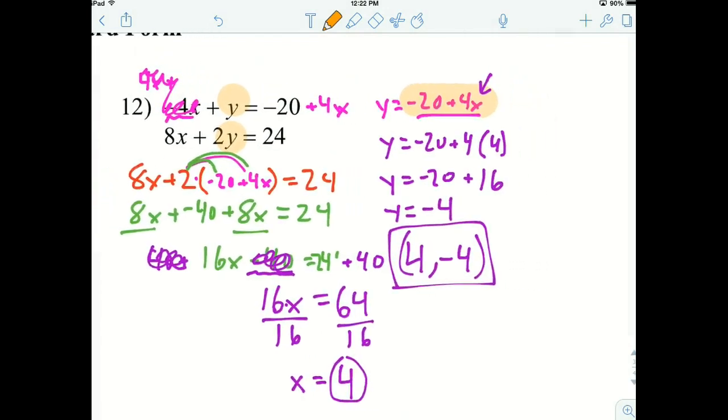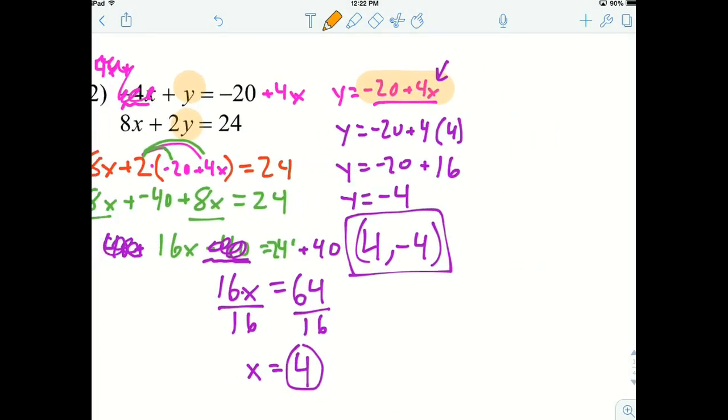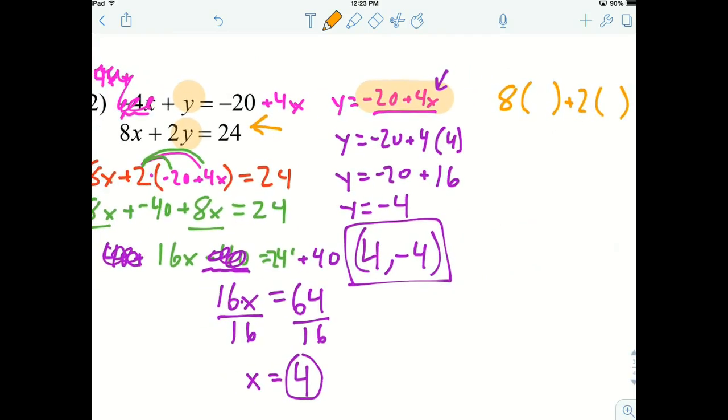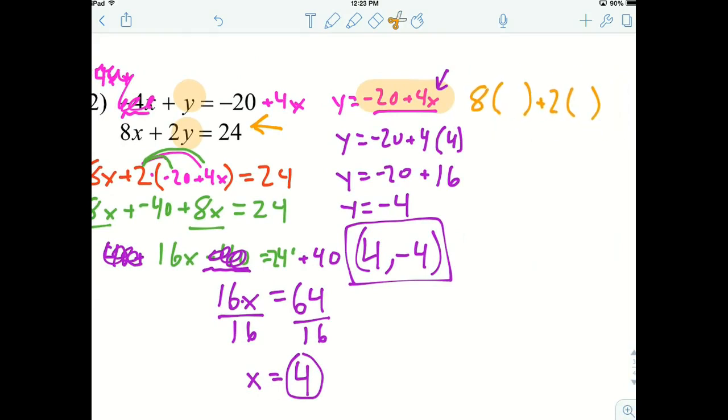To do our check, we're always going to use the equation we did not use. So since we used the top one to solve for y, we're going to use the bottom one as our check. So I'm going to take my 8x plus 2y, and we need a little more room here, is going to be equal to 24. So 8x plus 2y equals 24. We know x is 4. We know y is negative 4.